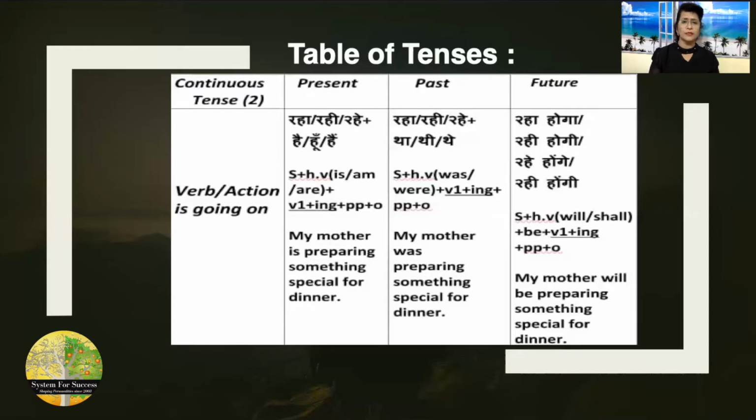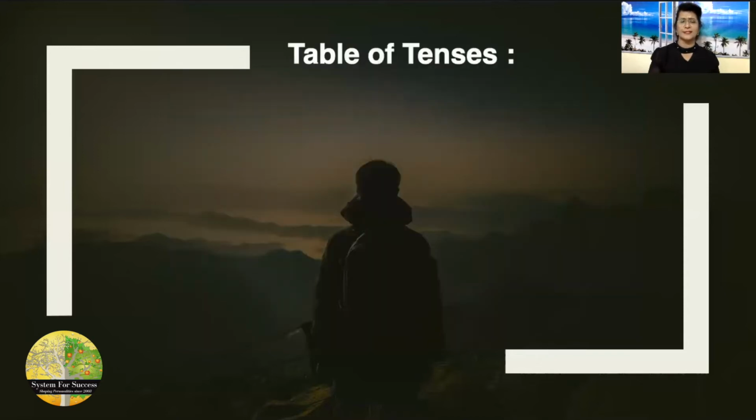I have taken only one sentence for the example. My mother is preparing something special for dinner. My mother was preparing something special for dinner. My mother will be preparing something special for dinner. Clear? Now we'll go to the indefinite tense.